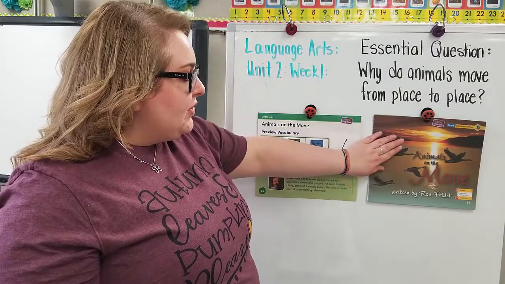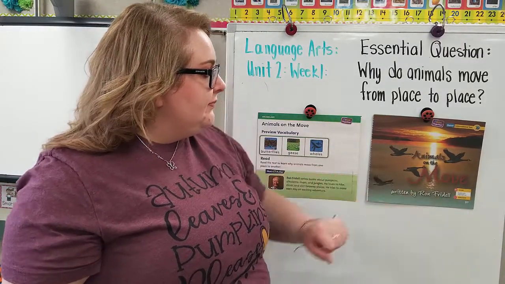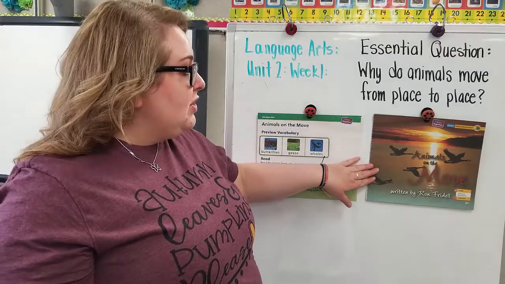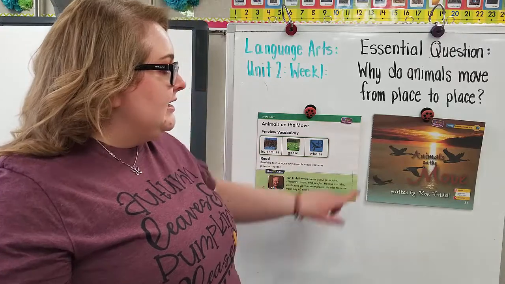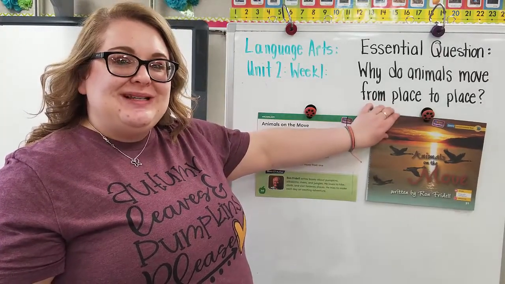Okay, in your book, I want you to flip to page 30 and 31, and here is our story. Here's the front cover of our story. It says, Animals on the Move, written by Ron Frindle. And we see, it looks like a body of water, maybe a lake in the picture, and some geese flying. The sun is going down. So let's open the first page and see what the story is about.